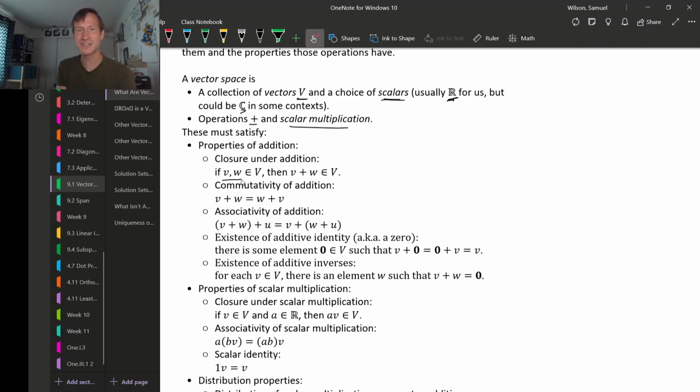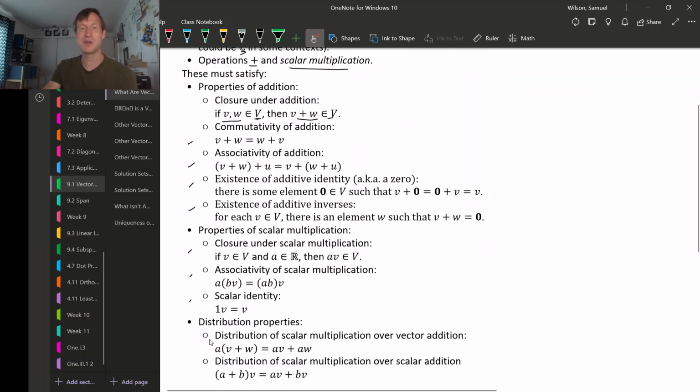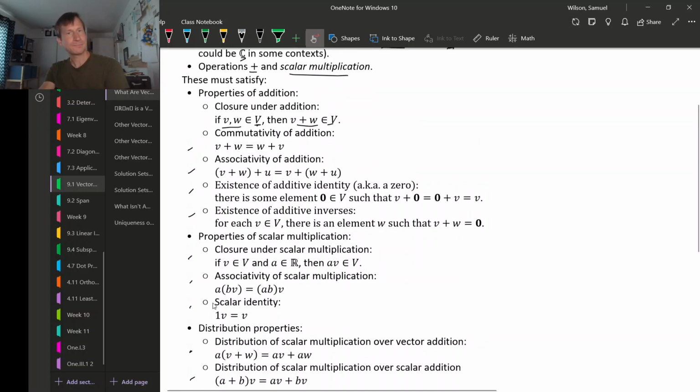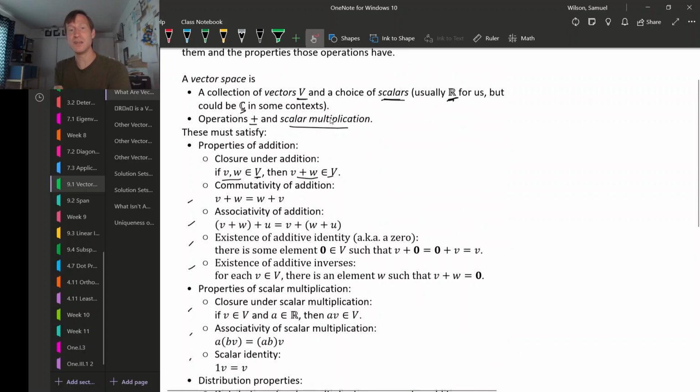If you have two vectors in your collection, capital V, then the sum of them has to be in capital V, so that's closure. Addition has to be commutative, associative. You have to have additive identities and additive inverses. Scalar multiplication has to be closed and associative. You have to have this scalar identity property, and scalar multiplication has to distribute over vector addition and over scalar addition. So any collection V with two operations that satisfy this big list, we will call a vector space.